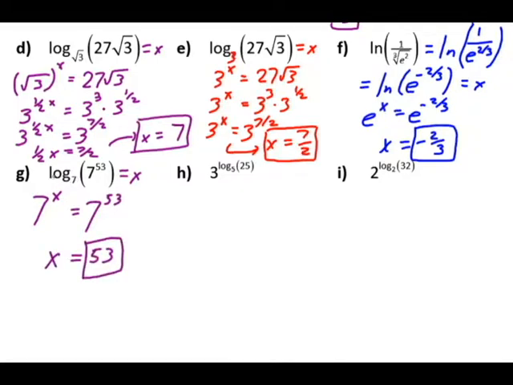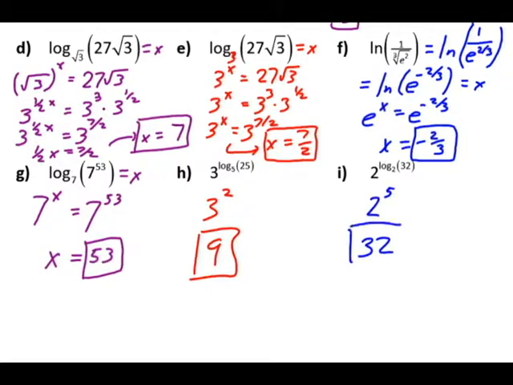Part G, you can simply reason out using language. The log is the exponent. So what power can we raise 7 to get 7 to the 53rd? Obviously 53. Log base 2 of 32 is 5, and 2 to the 5th is 32. This suggests a flip side of another log rule that we'll see a little bit later.